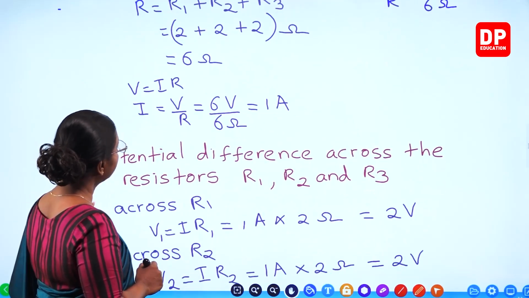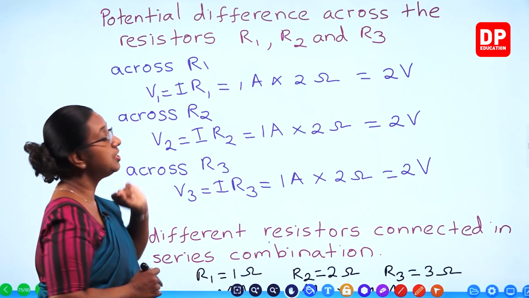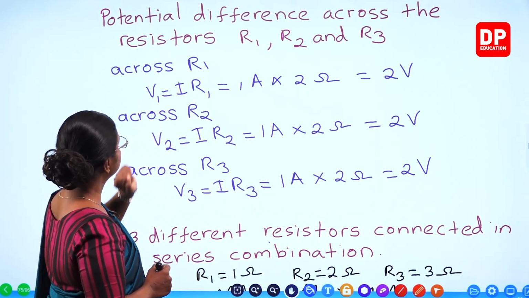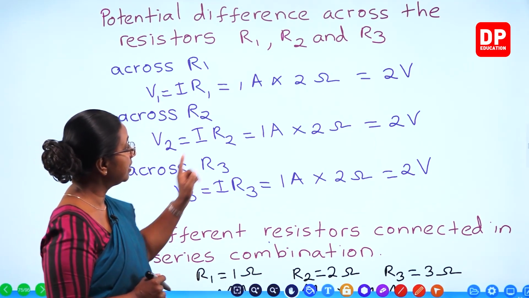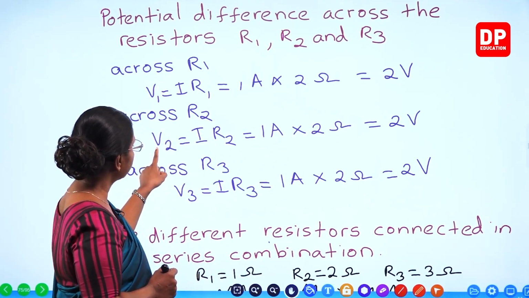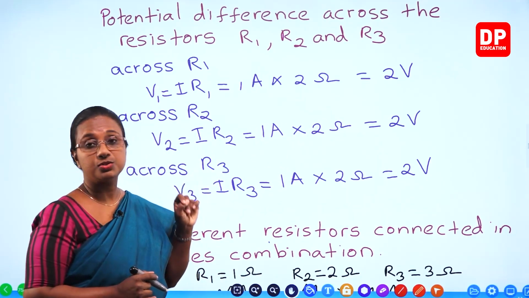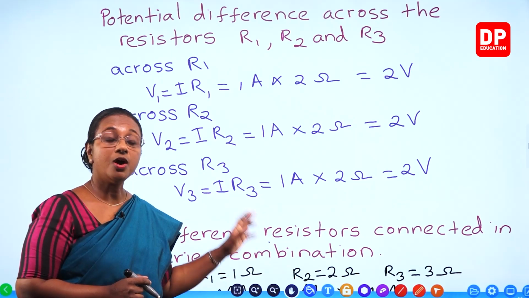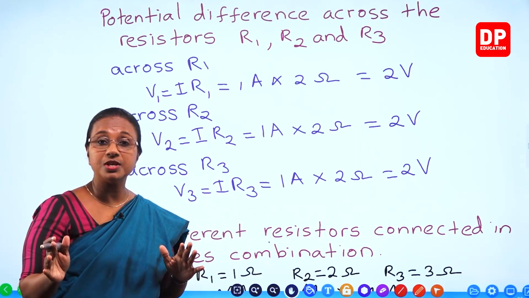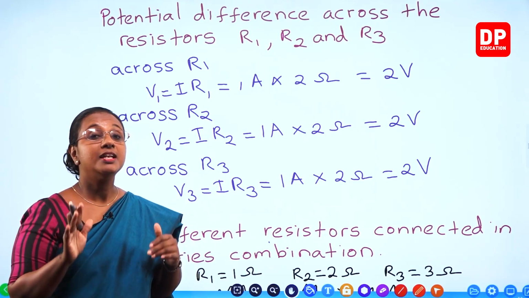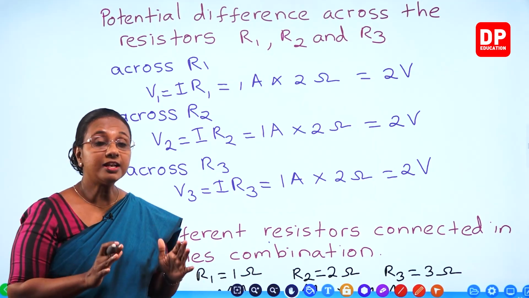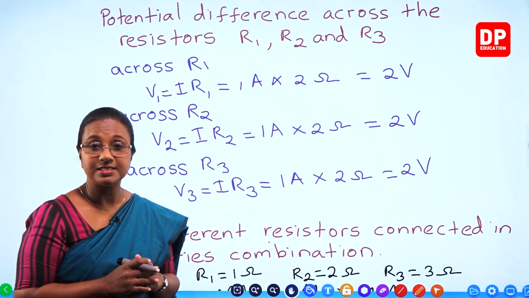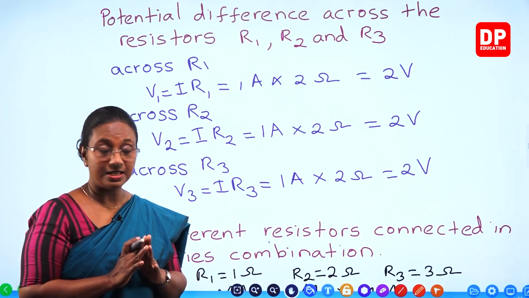Then, when we calculated the potential difference, you understood this. Potential difference V1 across R1 is 2 volts. Across R2, that is potential difference V2, is also 2 volts. Across the third resistor, that is also 2 volts. So there, all the resistors have equal values, so the potential difference is divided equally. And the current flow is the same magnitude, same current through all the resistors. That is in a series combination.